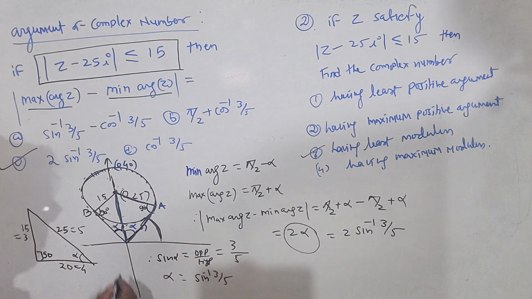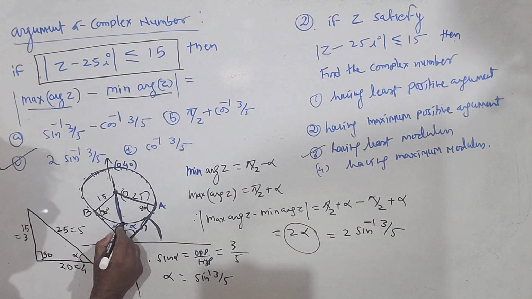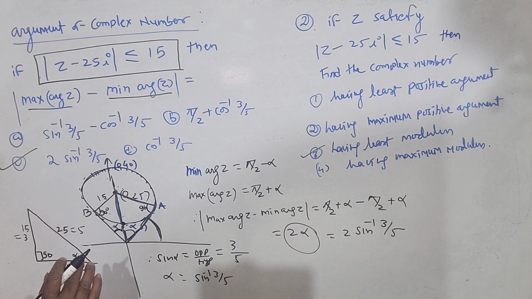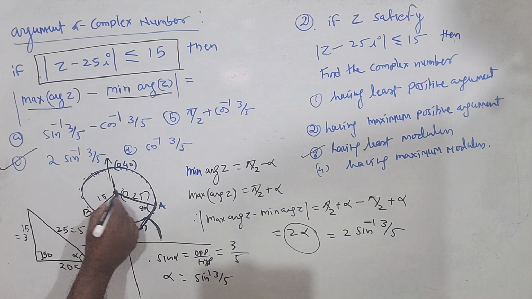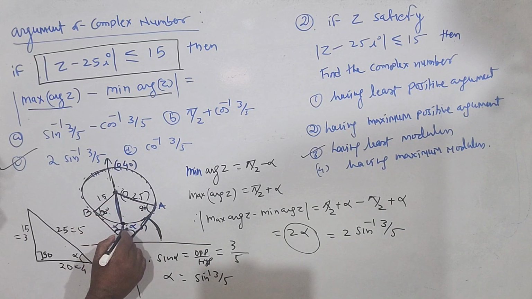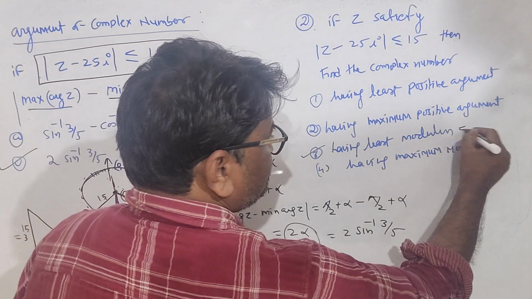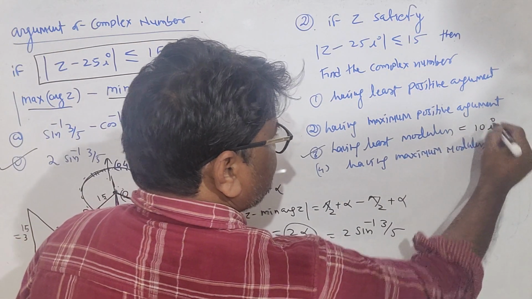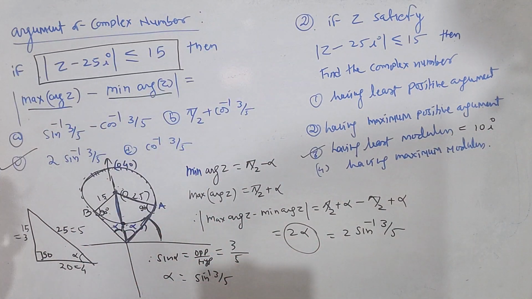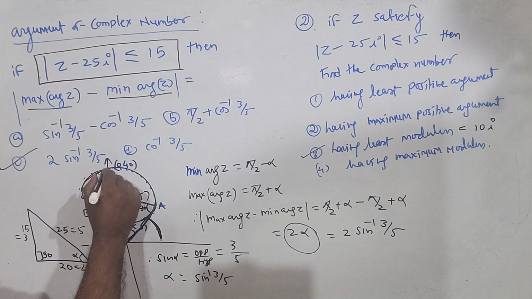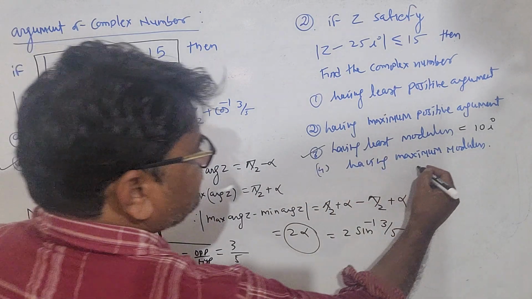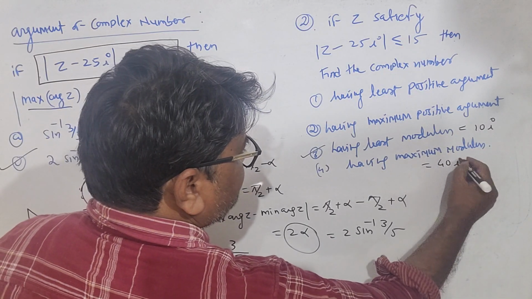Least modulus means z lies over here. Then only we can have the least modulus. This point was (0, 25), radius is 15, therefore this is (0, 10). That is, the complex number is 10i. Correct? And the complex number z which has the maximum modulus is 40i.